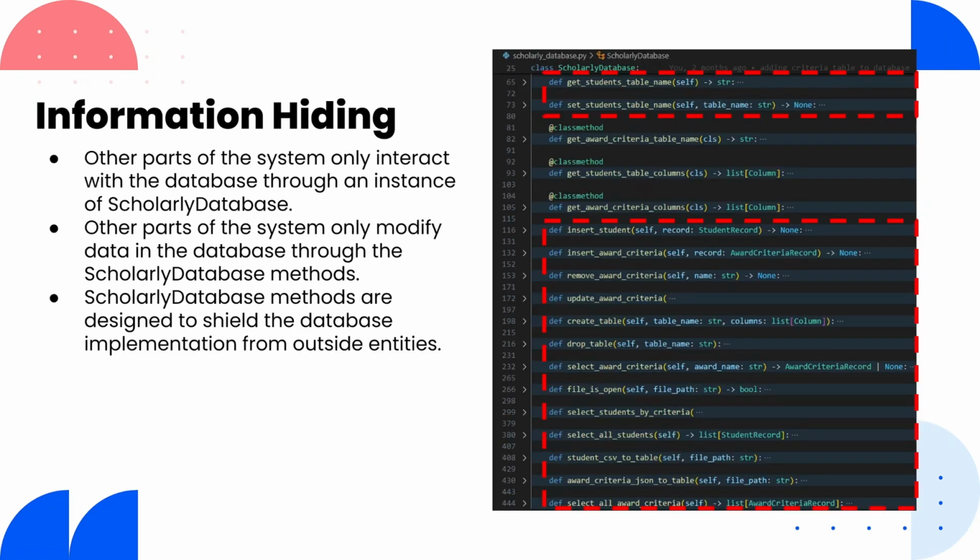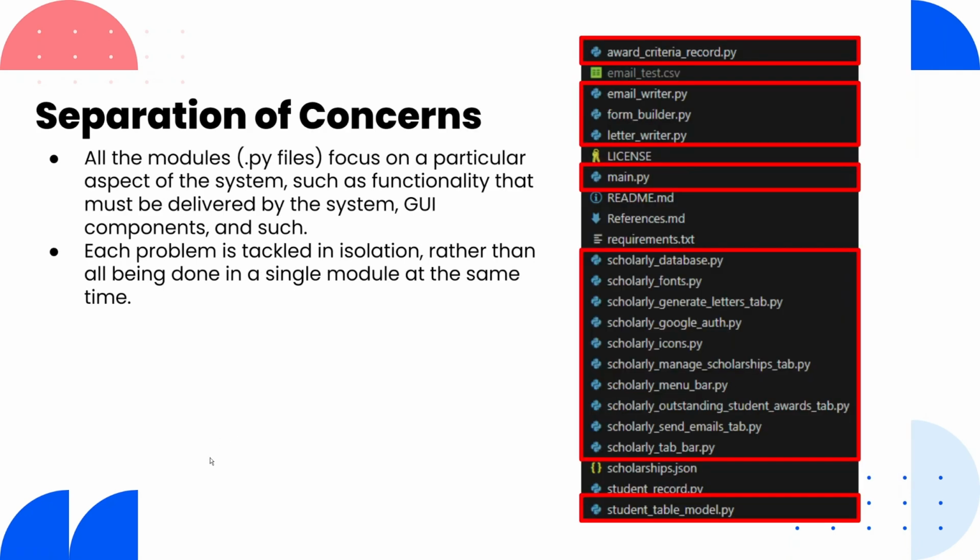And other parts of our system that interact with the database through an instance of the Scholarly Database class object don't know about the underlying implementation. They can't access those private variables, and they don't even know exactly what kind of database we're using in the back end. All they know is that these methods have an expected input and output, and it pretty much shields the implementation from all outside entities of the Scholarly Database class.